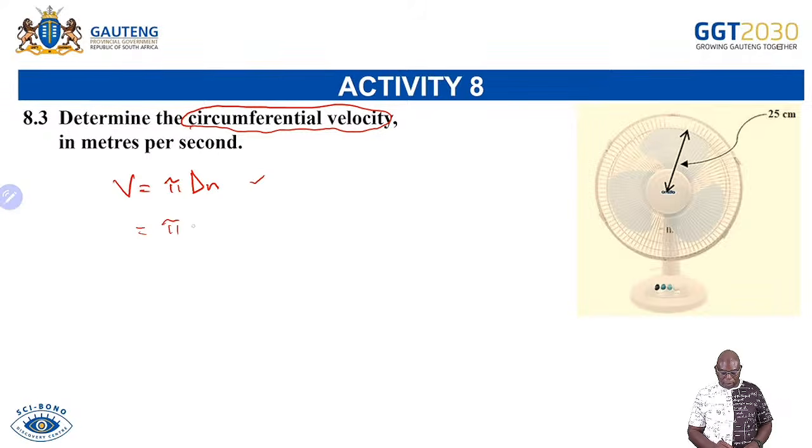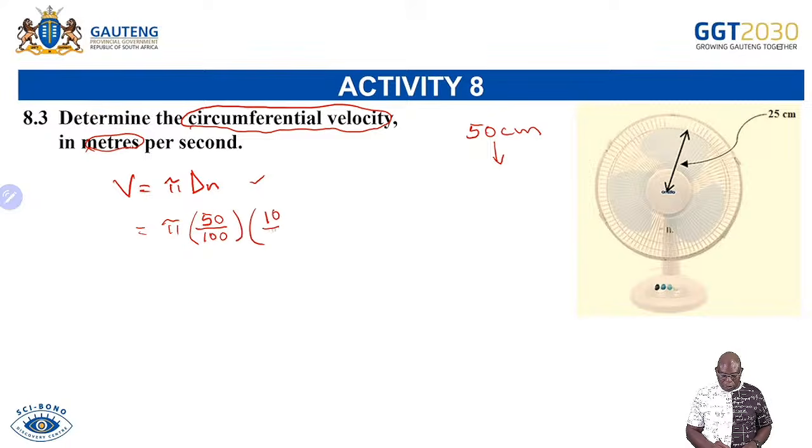Substitute. Pi diameter. Now they want it in meters. Can you see? That's where we get it wrong sometimes. If they want it in meters, the diameter we have been given is in centimeters, so we must take it to meters. So know your conversions. We have to divide this by 100.